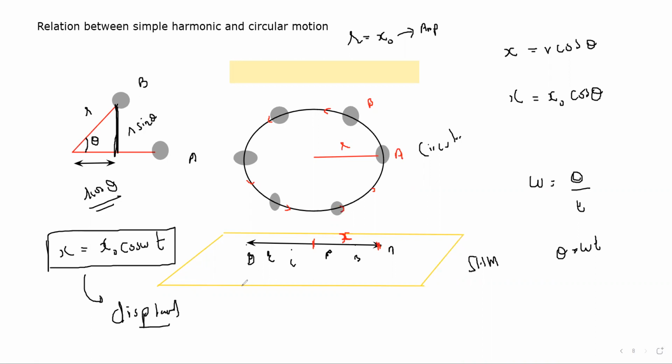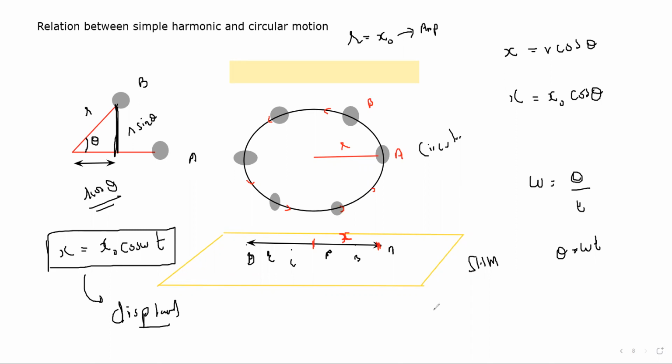Is it clear till now, this derivation? The displacement of an object which is performing a simple harmonic motion from the mean position, we can say that displacement x is equal to x naught cos omega t. Any doubt? No.